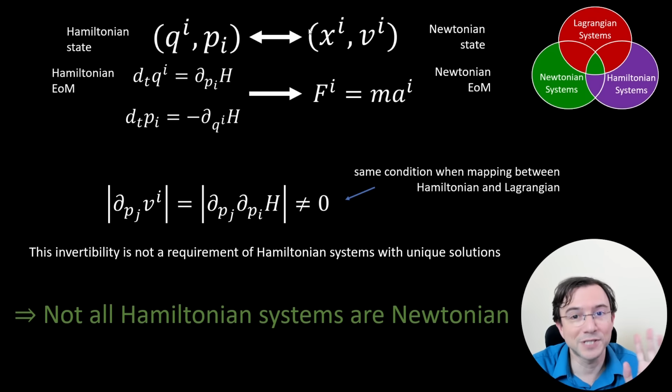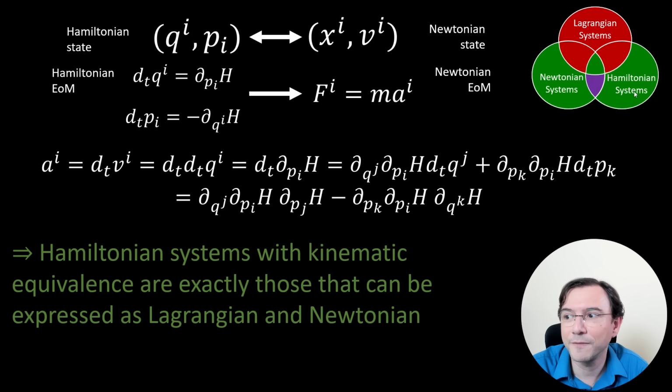So the result of all of this is that not all Hamiltonian systems are Newtonian. Therefore, there is something here: some Hamiltonian systems are not going to be Newtonian. If they're not Newtonian, they can't be Lagrangian, because all Lagrangian systems are Newtonian. Okay, now we have seen what we need for mapping the state. Now what do we need to map the equation?